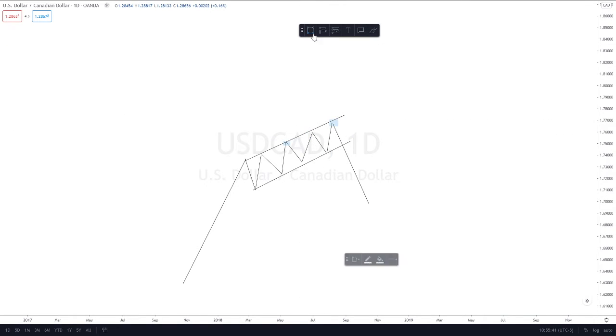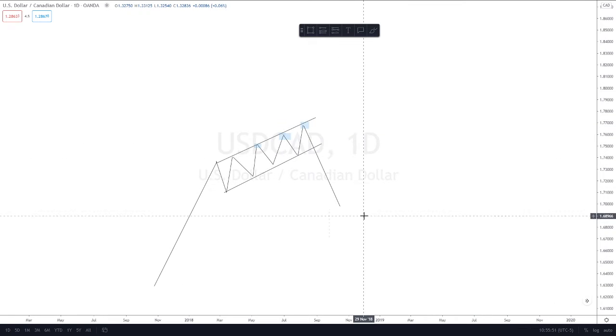So, high risk entry at the top of the channel. The reason it's high risk is because price can continue scaling up. We don't really know exactly when price is going to turn around. And that is your high risk entry.